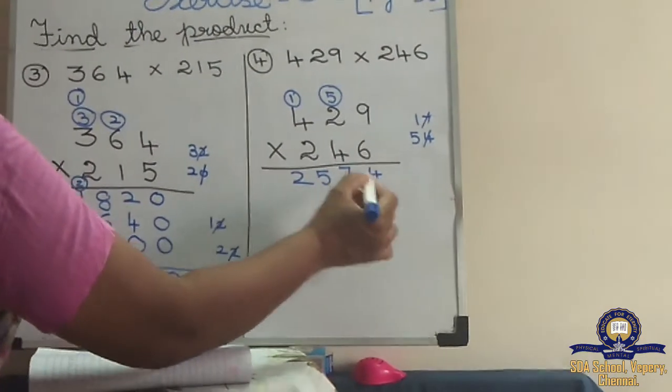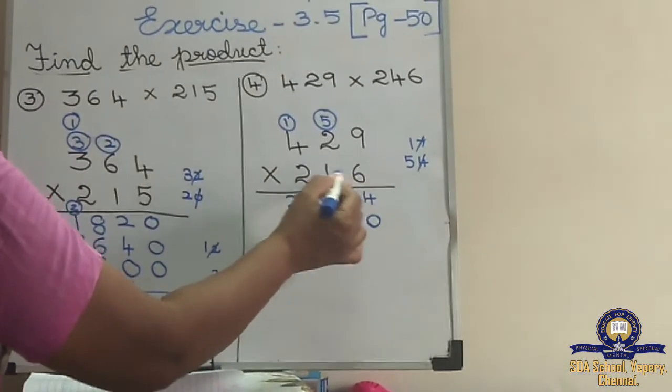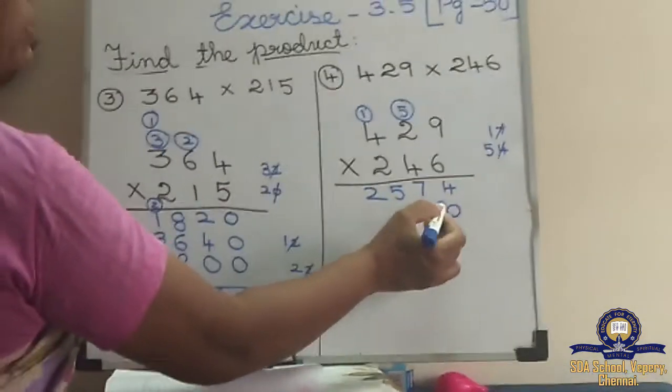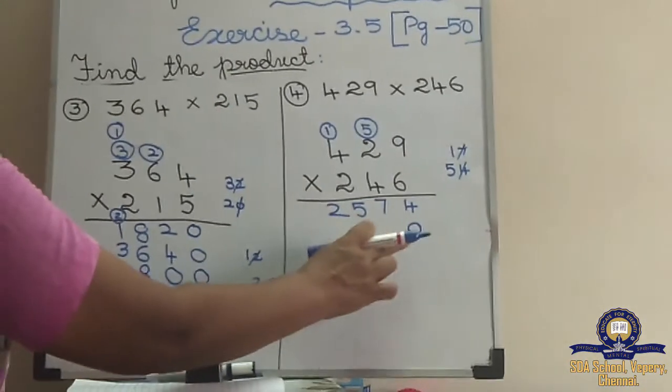While coming to the tens, what you have to add? 0. You have to add 0, because 46 is coming, isn't it? 46. So we have to add 1 zero. Understood? Tens means 1 zero you have to add here.